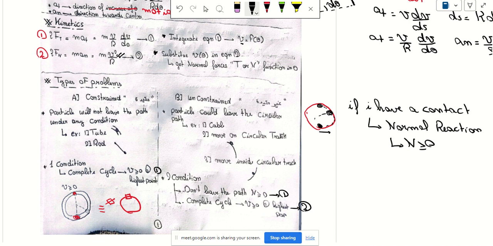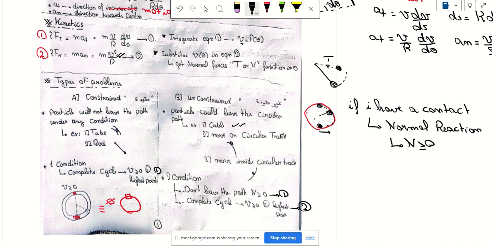We have three examples. The first one is the cable. If I'm moving in a circle like that, and give it an initial position, if I don't have a sufficient initial velocity, you will find that this particle will move to this point, and at this point the cable attached to the particle might be loosened, which means there is no tension, so this particle will leave the circle path. So here if we have the cable, it's an unconstrained condition.